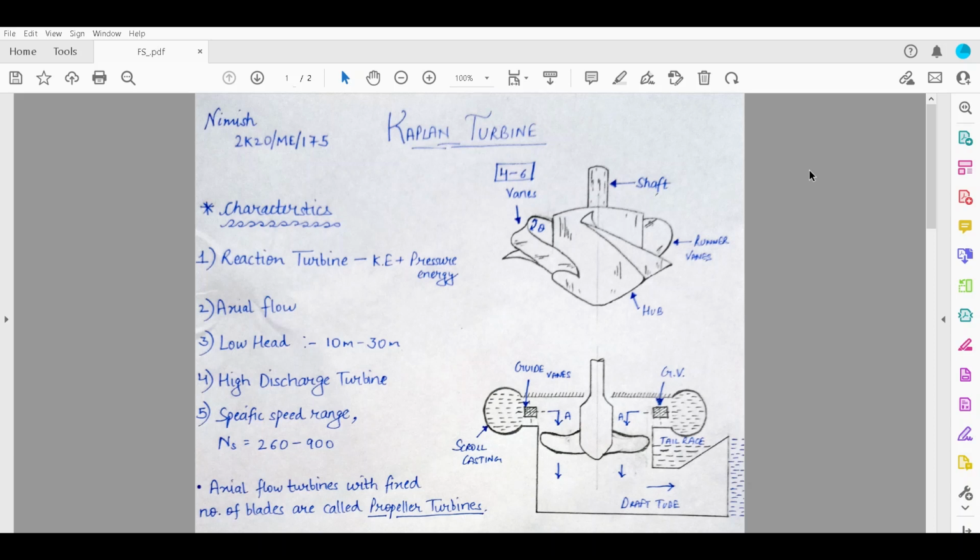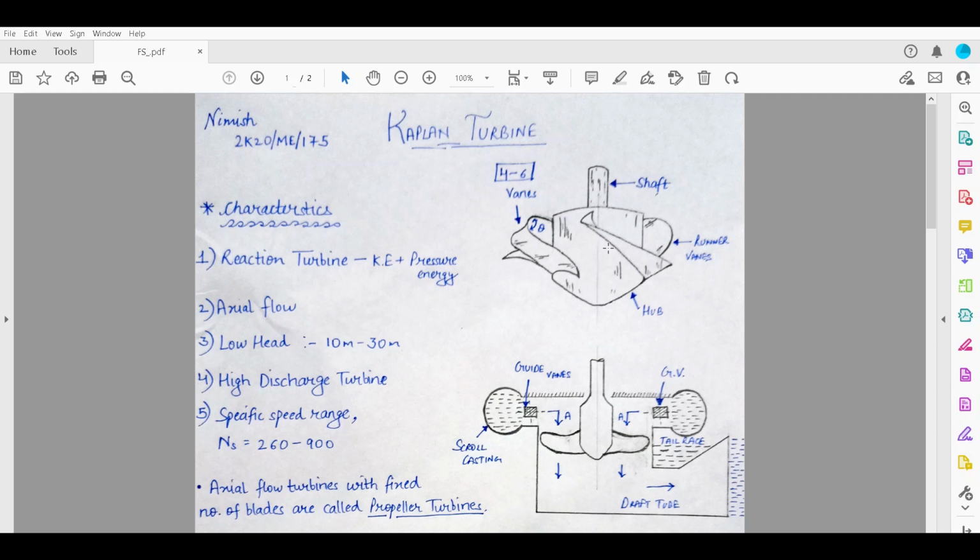Now we are going to discuss its components. As you can see, this is a runner. This is the shaft of the runner on which these vanes are mounted at a certain angle. Usually there are 4 to 6 vanes mounted over this runner in order to reduce the friction and other losses. The lower the number of vanes, the lower will be the friction.